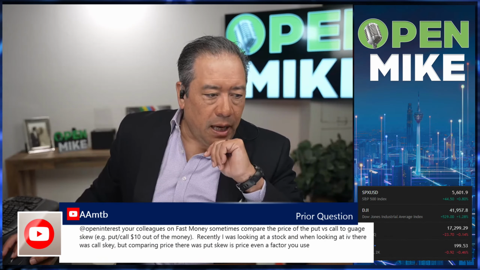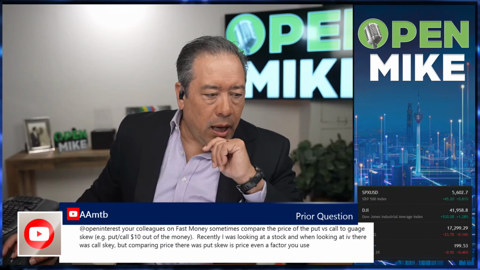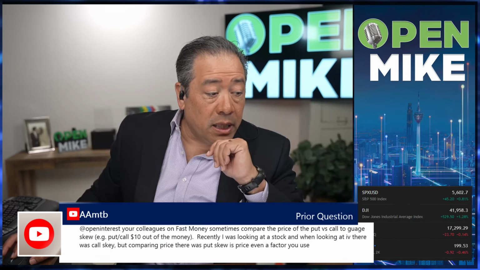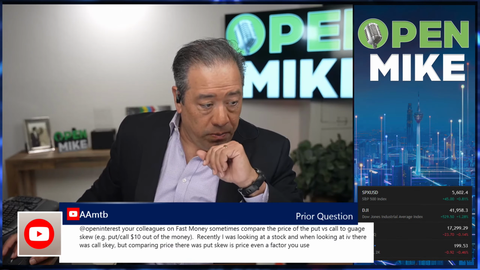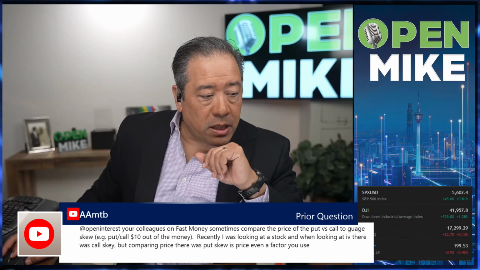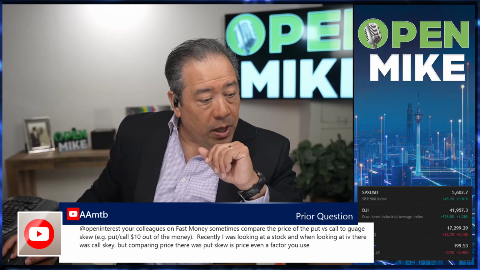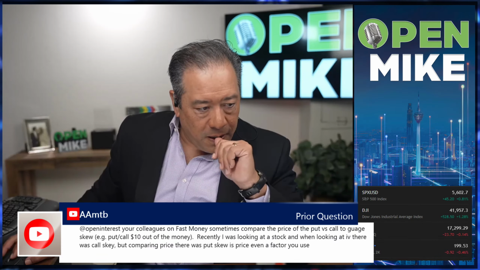That's how we all generally do it. Example, put or call that's $10 out of the money. Recently, I was looking at a stock, and when looking at implied volatility, there was call skew, but comparing price, there was put skew. Is price even a factor you use?